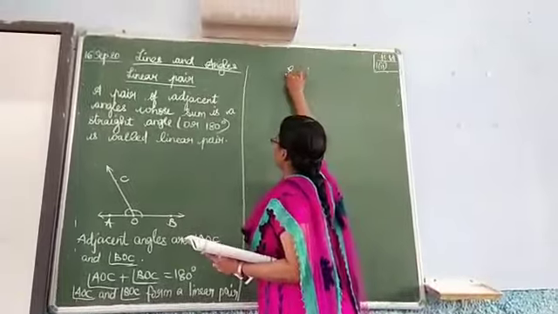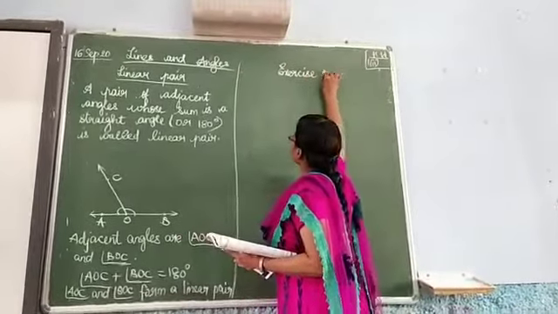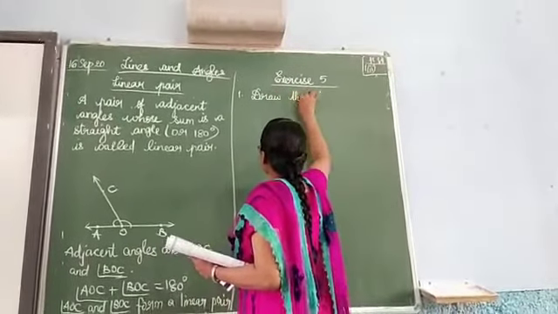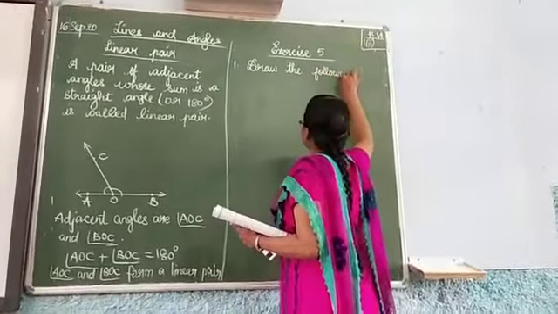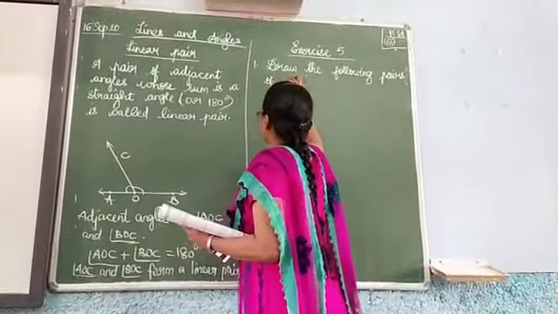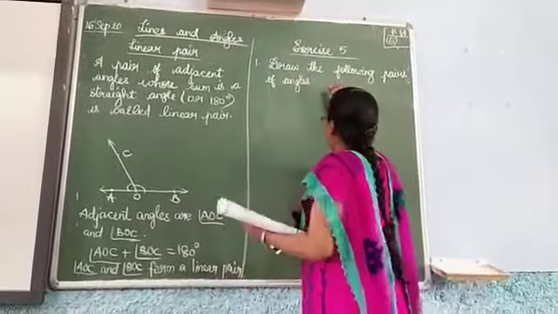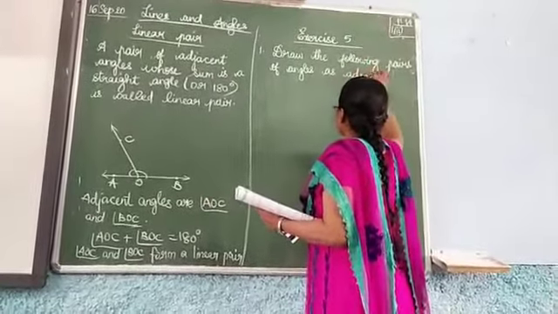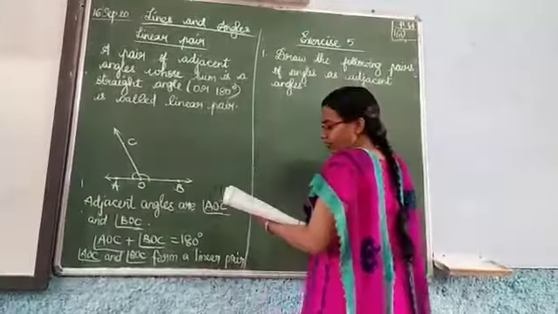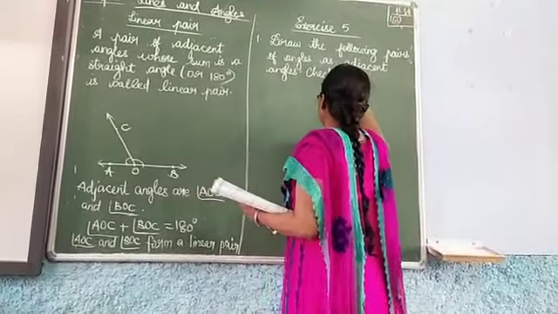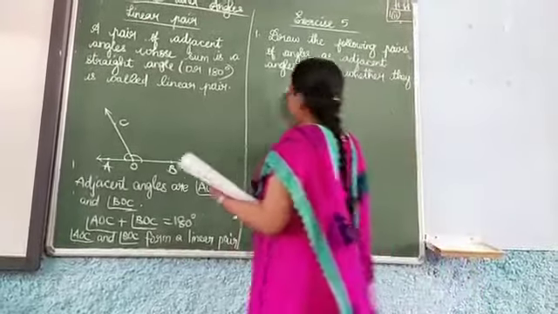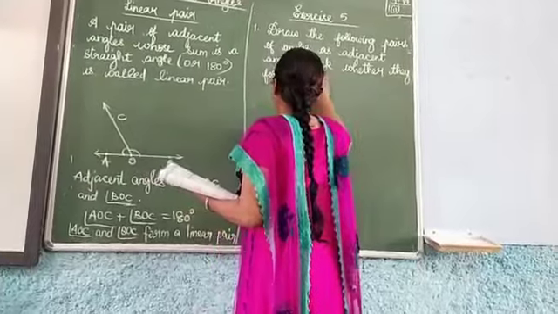Okay, let us start exercise 5. Exercise 5, the first question is: draw the following pairs of angles as adjacent angles, and check whether they form a linear pair.